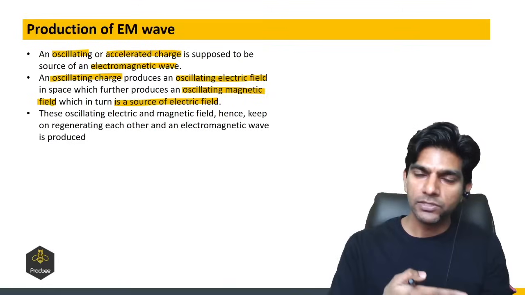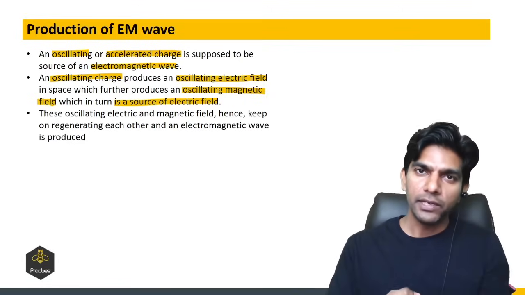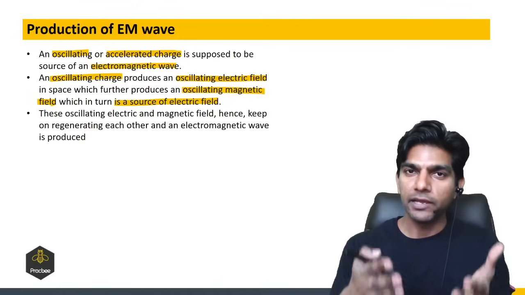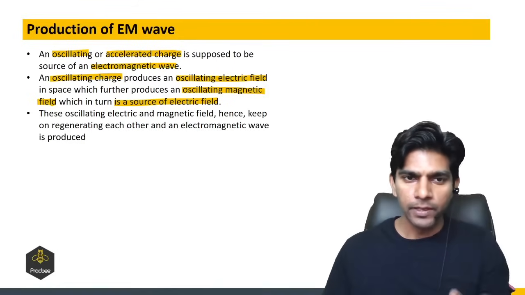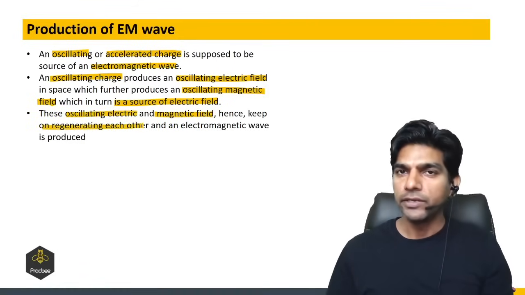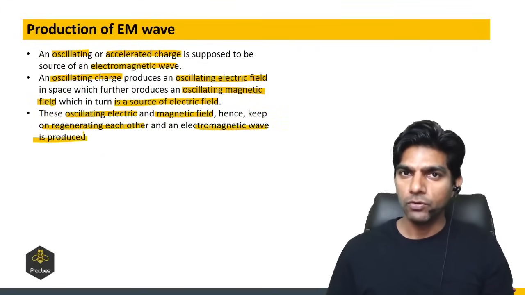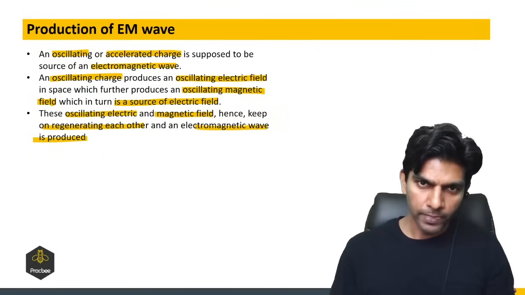So the oscillating electric field will produce a magnetic field, then the oscillating magnetic field will produce an electric field, and it keeps on happening, and the electromagnetic radiation propagates in space. Now these oscillating electric and magnetic fields keep on regenerating each other, and the electromagnetic wave is produced. So you should remember how electromagnetic waves are produced.